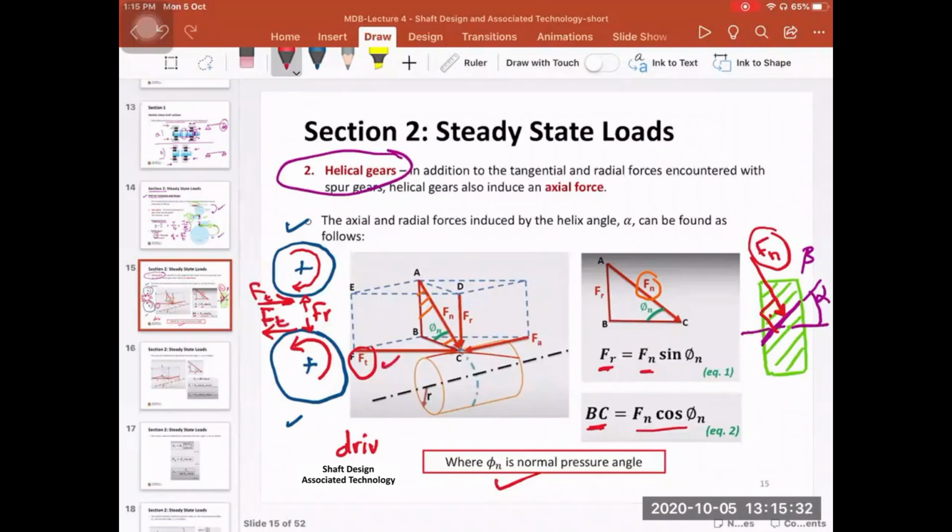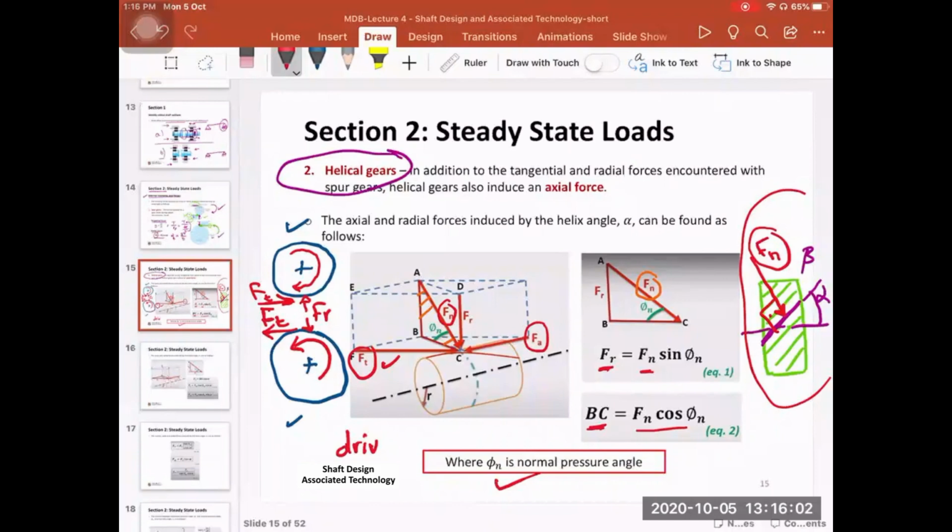So this is this component here. On top of that, because of the nature of the teeth here, it has a specific angle with the center line, as I've shown here on the right-hand side. There is another force that is generated, FA. This is the axial force. So eventually, what you have is Fn. This Fn is like a three-dimensional force. It is coming in the space between the two teeth.